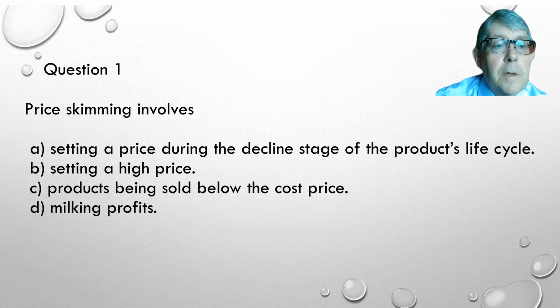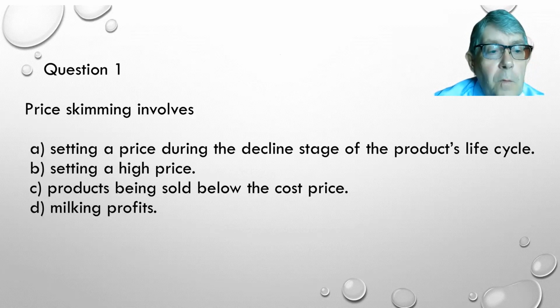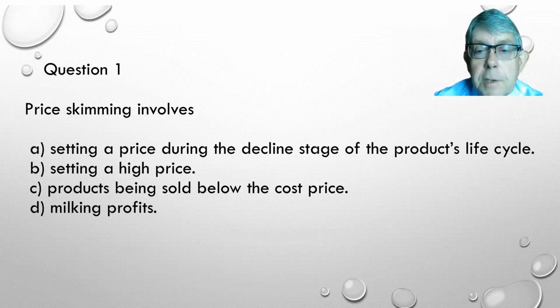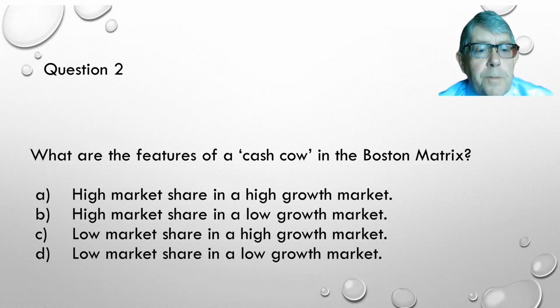So, question 1. Price skimming involves A, setting a price during the decline stage of the product's life cycle. B, setting a high price. C, products being sold below the cost price. Or D, milking profits. Question 2. What are the features of a cash cow in the Boston Matrix? A, high market share in a high growth market. B, high market share in a low growth market. C, low market share in a high growth market. Or D, a low market share in a low growth market.